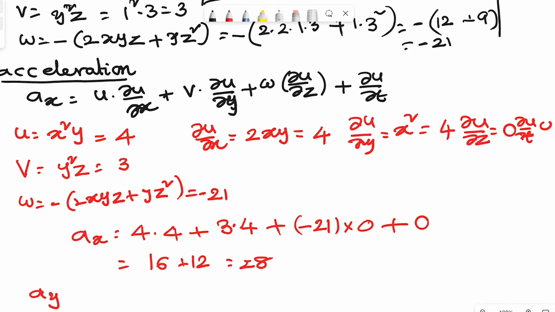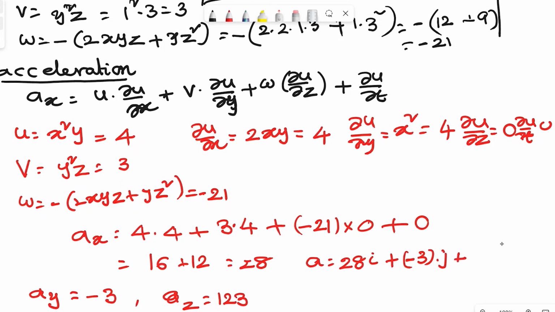So if you do the ay equation also, you write it and then complete the process. ay is equal to, you will get minus 3. Similarly, az also, if you do in the same way, az is equal to, you are going to get 123. So therefore, a is equal to ax is equal to 28i plus minus 3 into j plus 123k.